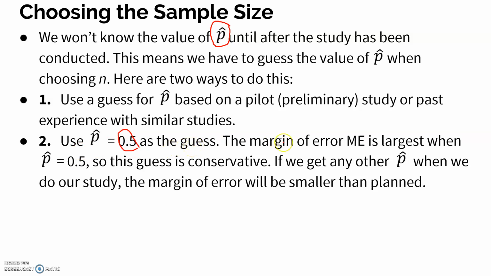All right, so the margin of error is largest when P hat is 0.5, so this is a conservative guess. If we get any other P hat when we do our study, the margin of error will be smaller than planned. So 0.5 is a good conservative guess again. It's going to give you the largest margin of error. So you just use that to be safe if you don't have a P hat based on a preliminary study.